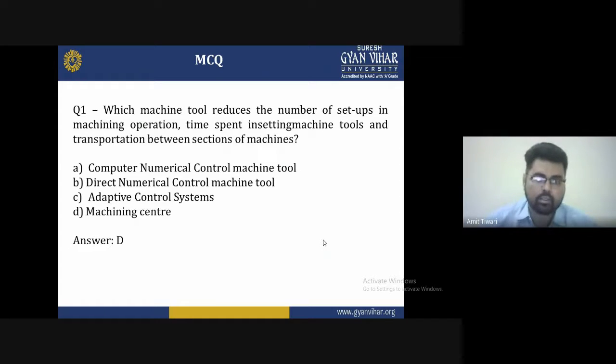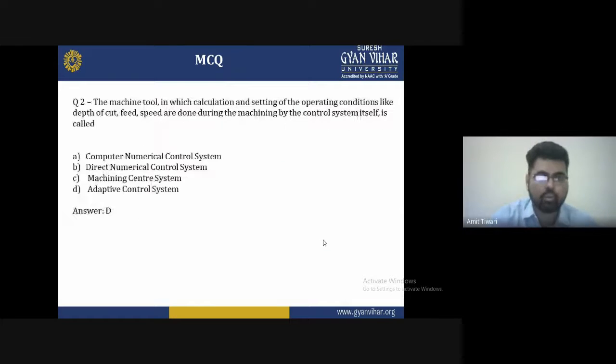The option D is the correct answer for us, to maintain the quality of the machine between the sections of the machine. Machining center is the right answer for us.